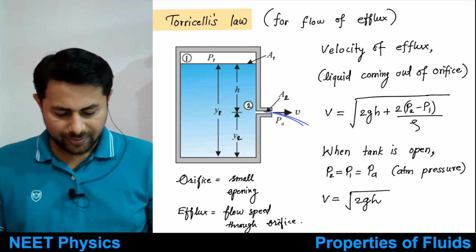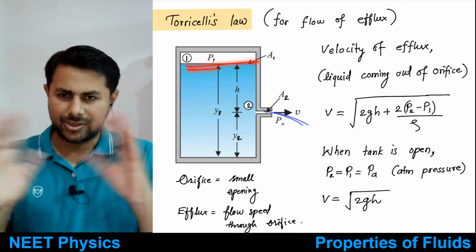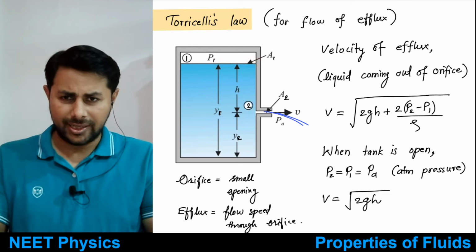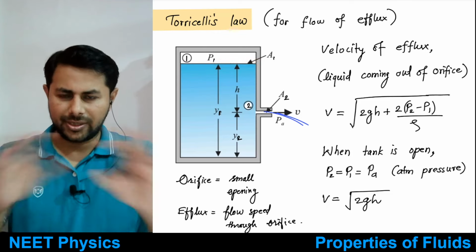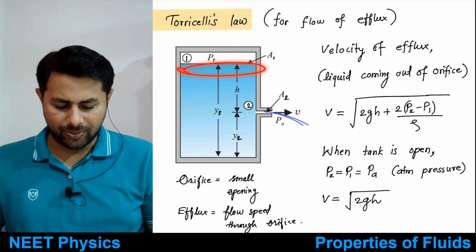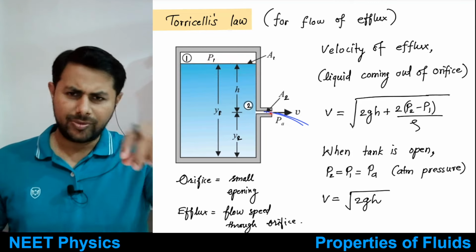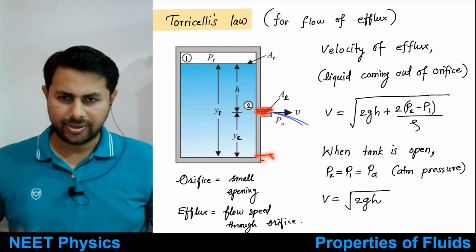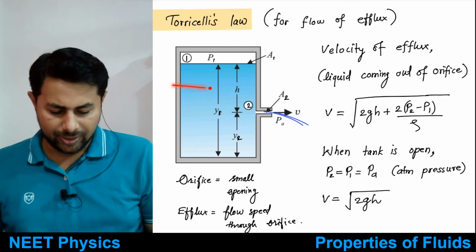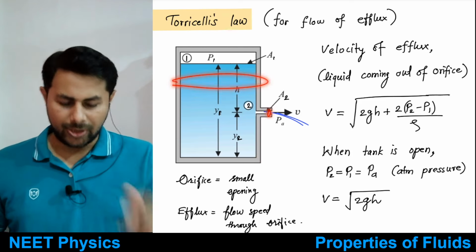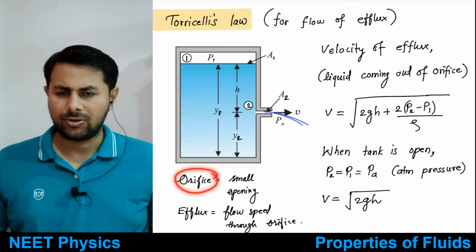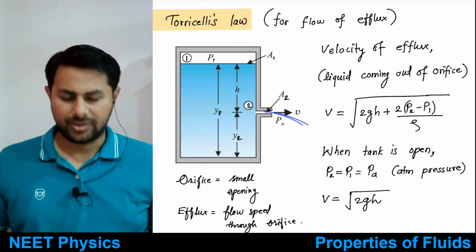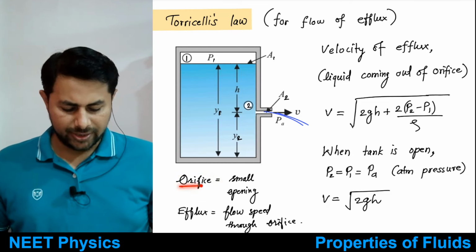So see, the tank has a huge surface, a huge area of cross section. This is a cylindrical tank. Its area of cross section is very high, and there would be a small tap, maybe at this height, maybe at the bottom somewhere. Compared to this, the area is very small. So that's why it is known as an orifice. That's a small opening. This thing is clear? Yes, no?